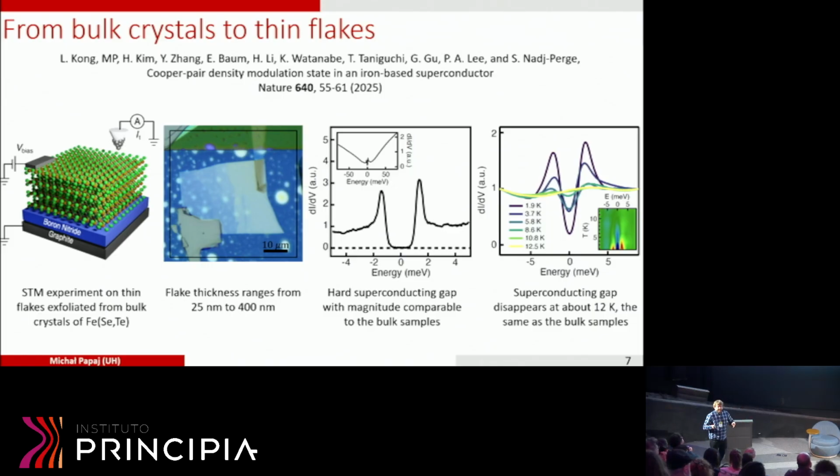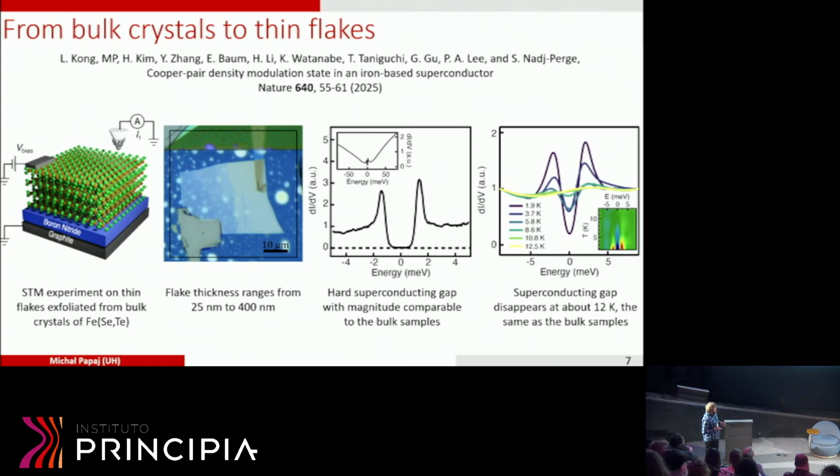So this is the same as seen in the bulk samples, the same temperature dependence, which is slightly different than the transport gap. There's no transport data, I think, for those flakes, so this is only STM, but in the bulk crystals there was both transport and STM data, and there was a slight discrepancy between the TCs established by those methods.